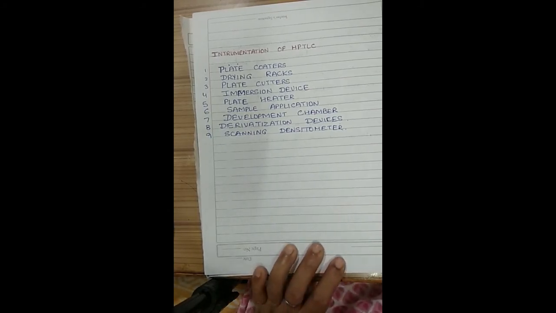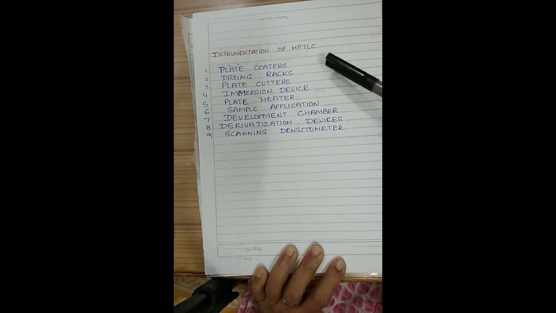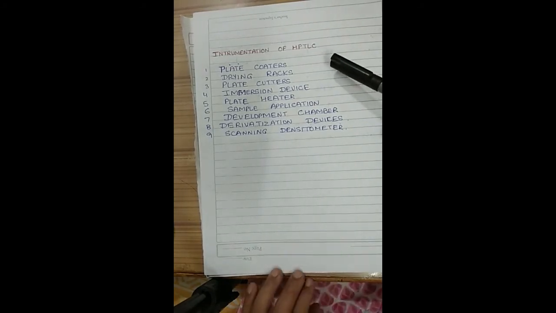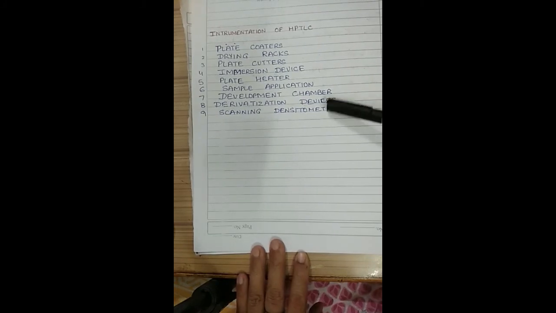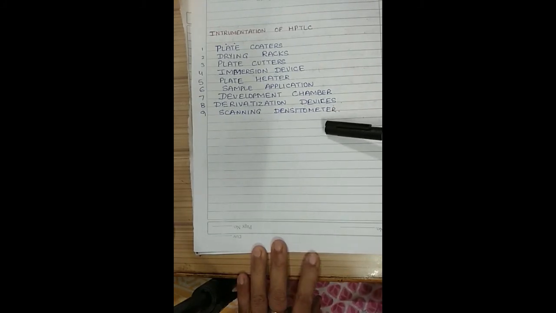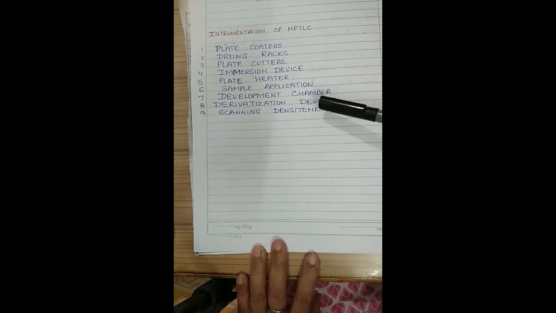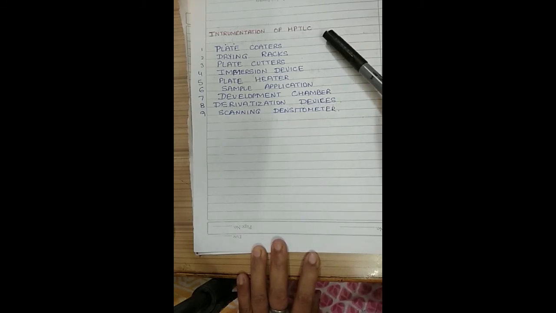The instrumentation of HPTLC involves these parts. They are plate coaters, drying racks, plate cutters, immersion device, plate heater, sample application, development chamber, derivatization devices, and scanning densitometer.